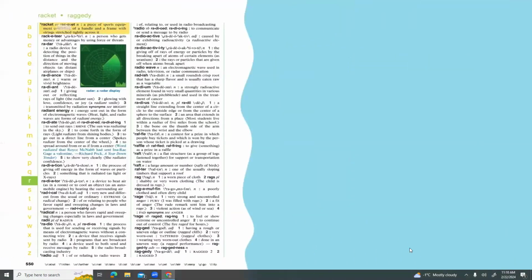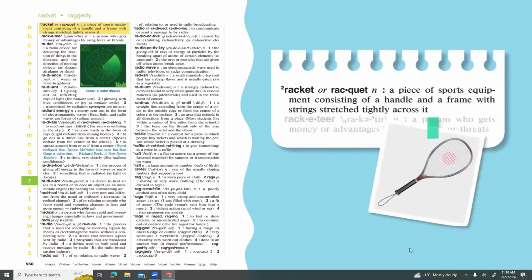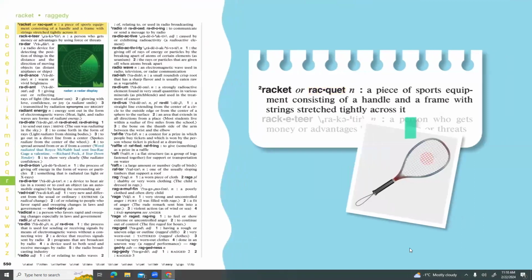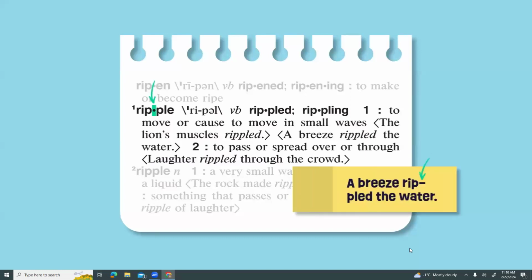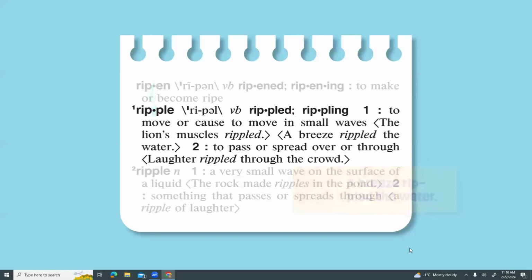Some words can be spelled more than one way. At the entry for racket, for example, you'll see RACKET as the main head word, as well as the variant spelling, RACQUET. This dot between the P's in ripple shows you where you can divide the word with a hyphen if it doesn't all fit in one line when you're writing it down.